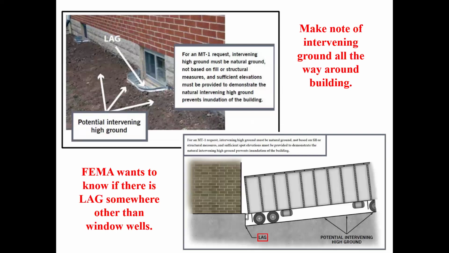And then this is what I mentioned earlier, the intervening higher grade around a building. So if you have a pre-FIRM structure, an older structure that has a basement, but the outside grade is at or above the base flood elevation, then FEMA will consider it intervening higher grade that would protect the basement from being flooded. And so there's a whole section of this in the MT-1 guidance that goes over how this works and how it should be documented. But again, it has to be a pre-FIRM structure and it has to be built on natural grade, not fill.